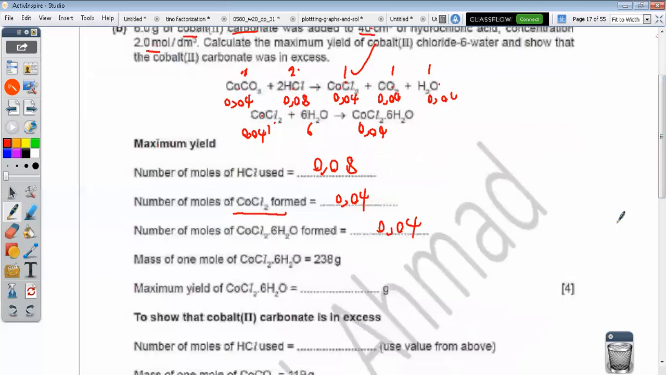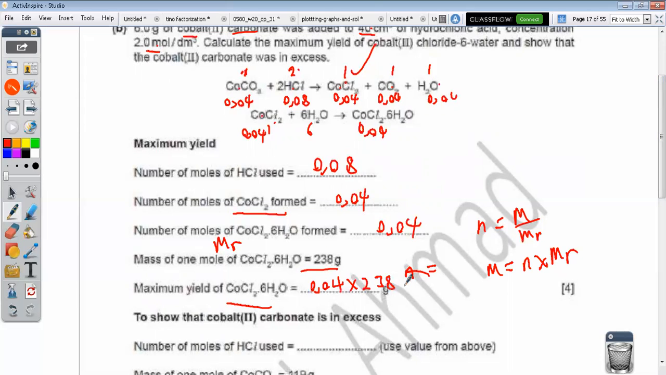Now, mass of one mole. We said mass of one mole is what? It's the MR. They are saying don't calculate this MR, they've done it for you. Clear? So what's the maximum yield? The maximum yield, so this is theoretical, is the mass. We said number of moles is equal to mass divided by MR. So mass is simply equal to the number of moles multiplied by the MR. How many? 0.04 multiplied by the mass, 238. What do you get? Use your calculator, 0.04 multiplied by 238.